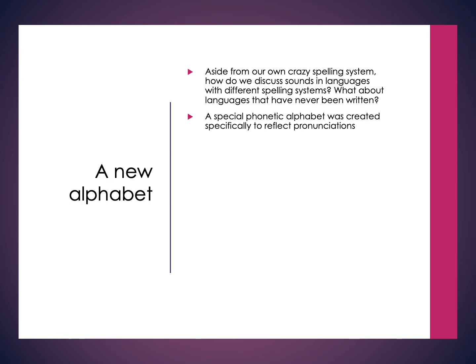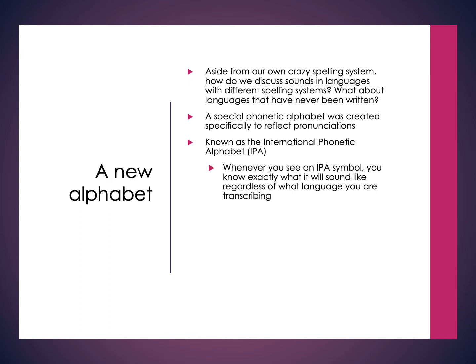So what this phonetic alphabet does is create a system that's able to reflect the pronunciations that you're hearing rather than the conventions of a spelling system in a particular language. We call this the International Phonetic Alphabet. It's also known as the IPA. And the way that this works is whenever you see an IPA symbol, you'll be able to know exactly what it will sound like regardless of what language you're transcribing. So no matter what language you're talking about, the symbol represents a specific sound that has specific features.